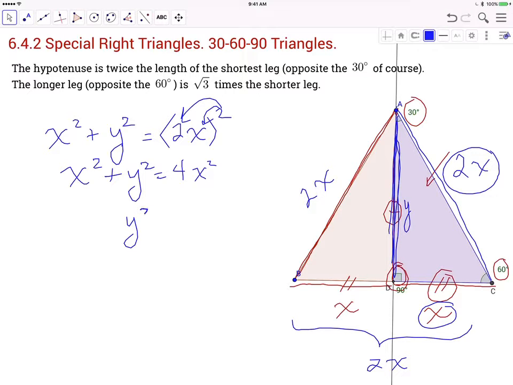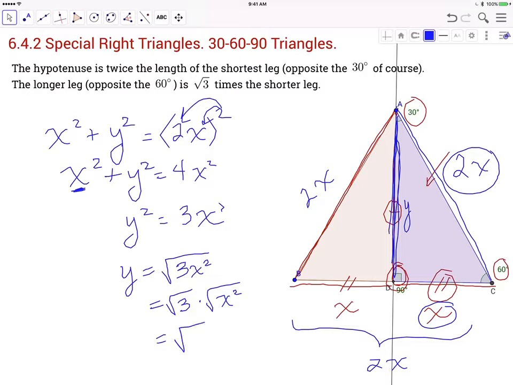That leaves us with y squared is equal to 3x squared, because I'm going to subtract this from both sides. And that gives me that y is equal to the square root of 3x squared. And we know that we can separate those: root 3 times root x squared, and that gives us root 3 times x, and probably better written as x root 3. So there we go.